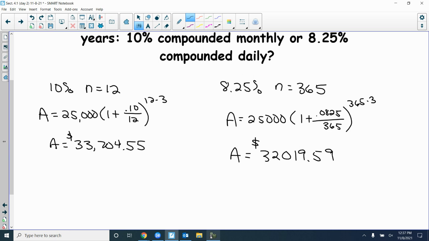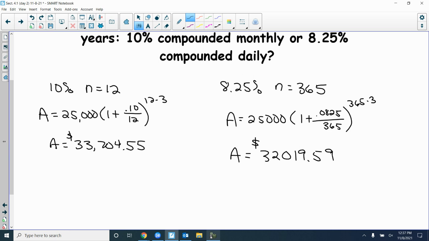Obviously, which one gave us more? 10%. The interest rate will have a greater bearing than the number of times compounded. And the difference between 10% and 8.25 is pretty significant in terms of finances. So that's going to give you, in this case, almost $1,700 more than the other case. So you would definitely go with that.